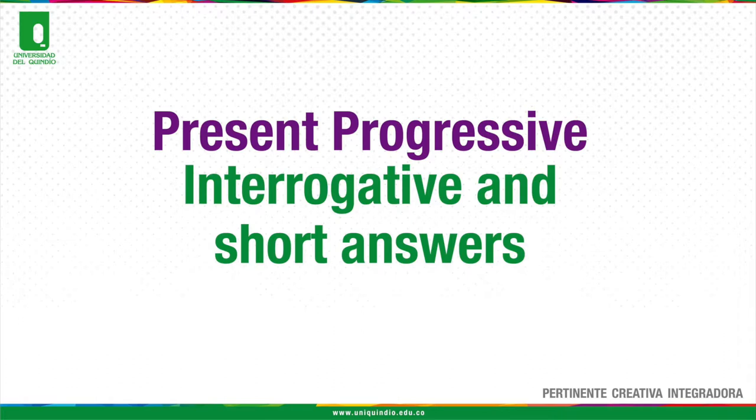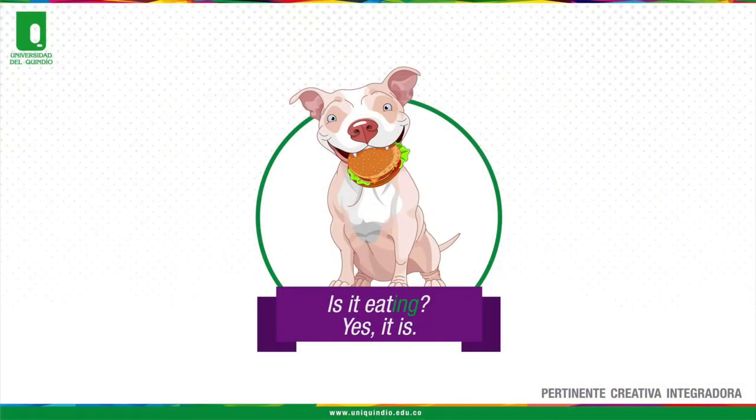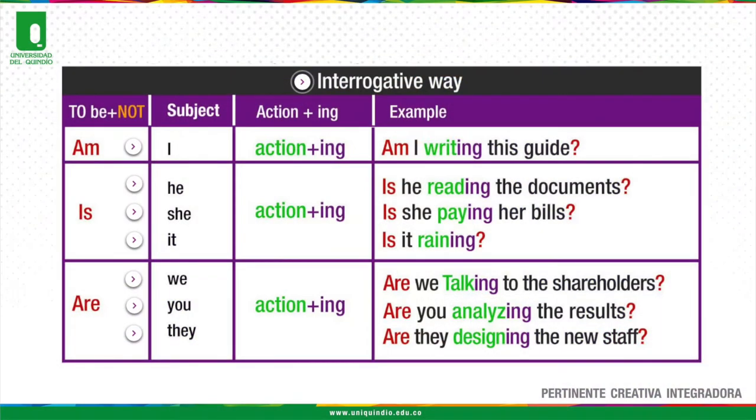Present progressive, interrogative, and short answer. Interrogative, you put the auxiliary verb at the first part of the sentence. Am I explaining? Am I explaining the lesson? Are you watching this video? Is it eating? Yes, it is. Remember, interrogative way, the auxiliary verb at the first part of the sentence. Subject, action verb with ing ending.